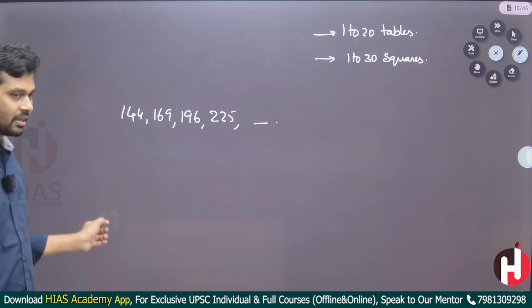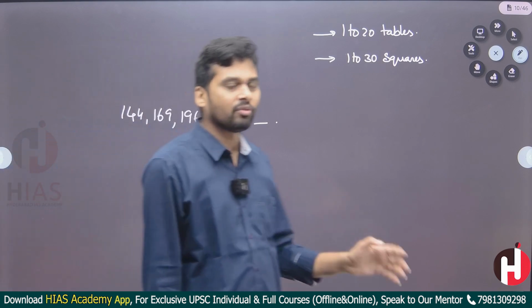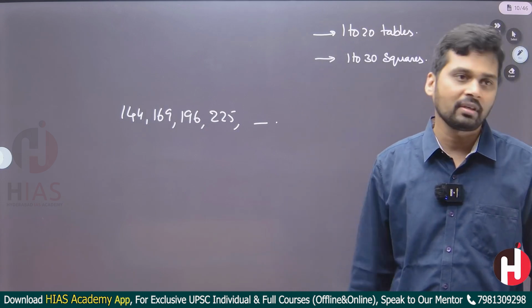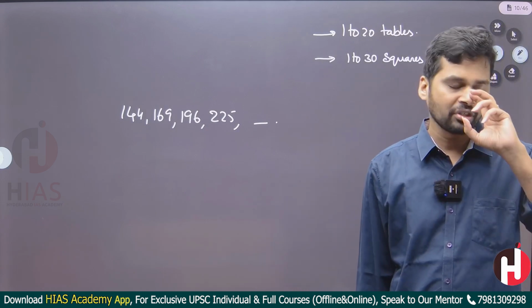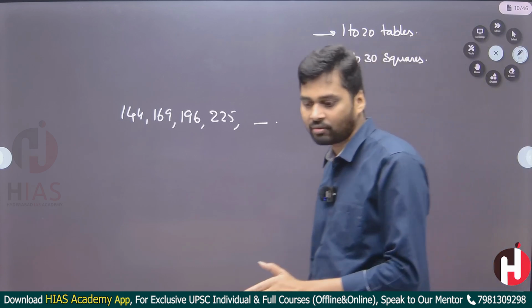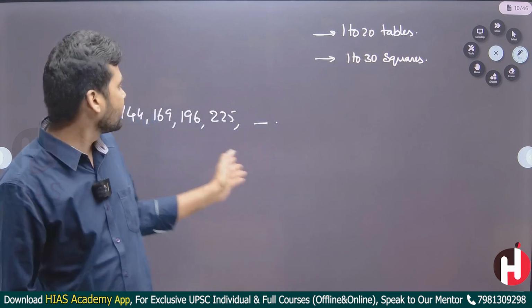Okay, so 11 square, 12 square, 13 square, 14 square, we must identify them. Without identification, we cannot do those questions. There are many number series related questions based on squares and cubes. Number series, analogy, odd man out, all these are related to this.